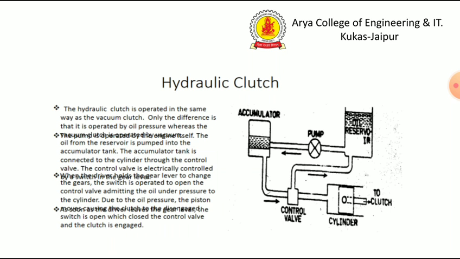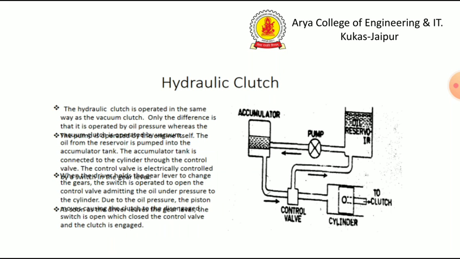Hydraulic clutch is operated in the same way as the vacuum clutch, the only difference being that it is operated by oil pressure, whereas the vacuum clutch is operated through the vacuum itself. The oil from the reservoir is pumped into the accumulator tank. The accumulator tank is connected to the cylinder through the control valve, and the control valve is electrically controlled.